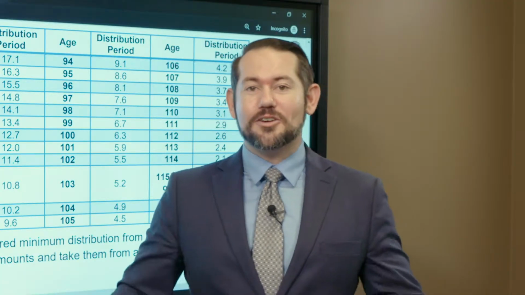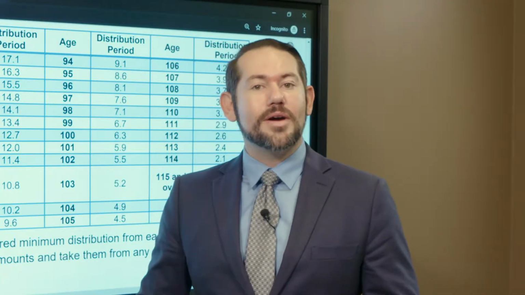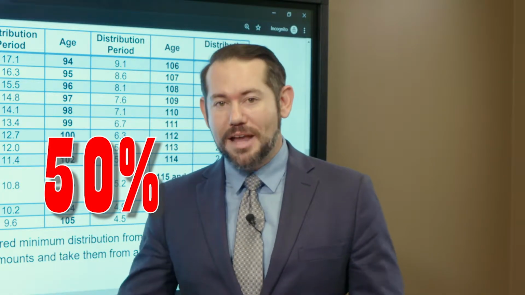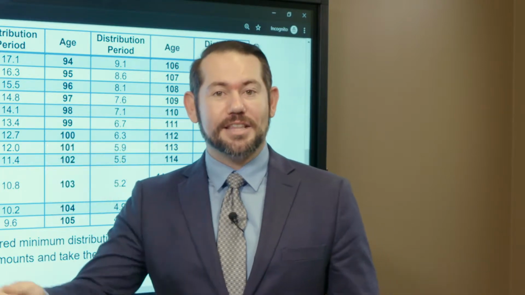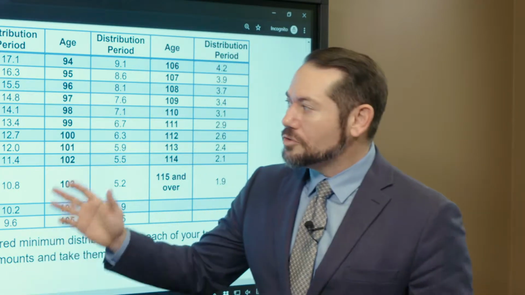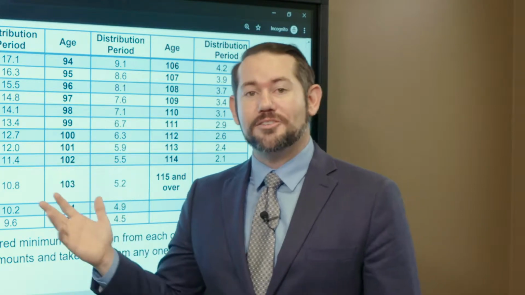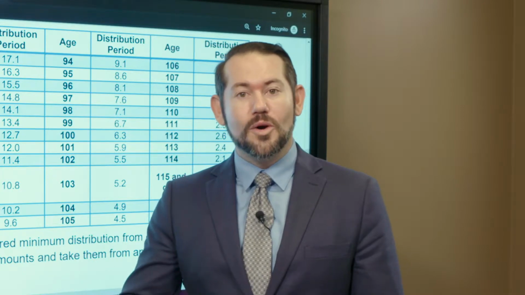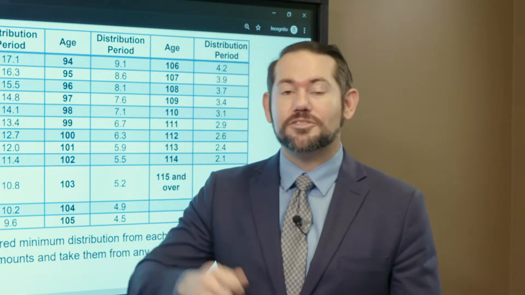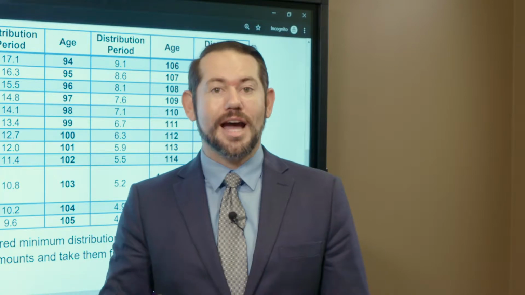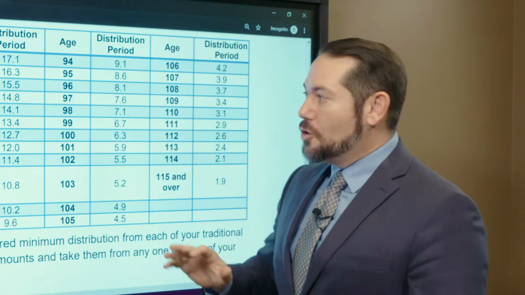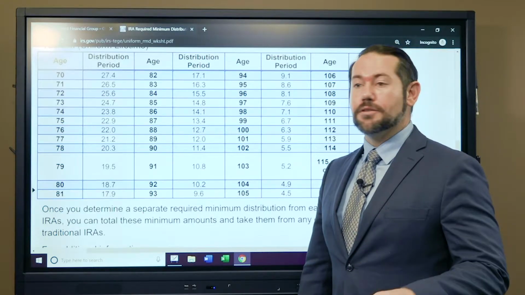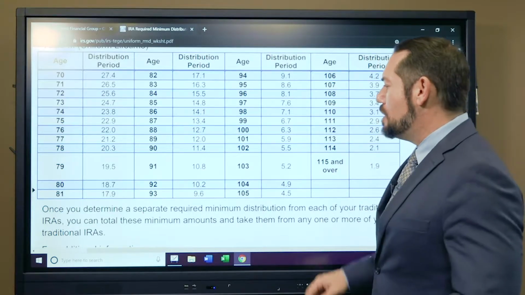If you forget to take your required minimum distribution, the IRS is going to impose a 50% penalty on the failure to take that required minimum distribution. So if your RMD is $25,000 and you don't take it, that's a $12,500 penalty that you'll owe on top of income taxes, because you still have to go in there and take it out, even if you forgot to do it on time. So you don't want to miss your required minimum distributions. The penalties are extremely punitive, and we want to make sure that we take that out.